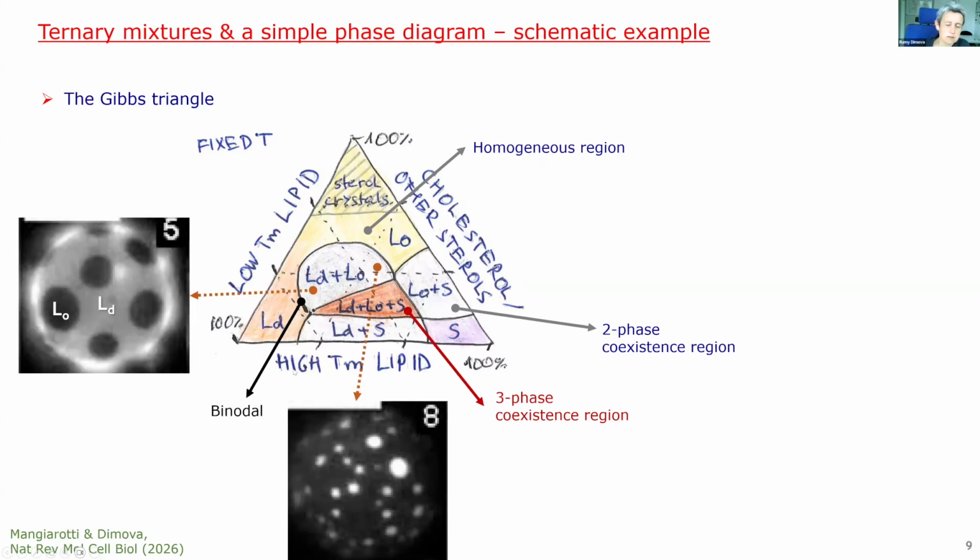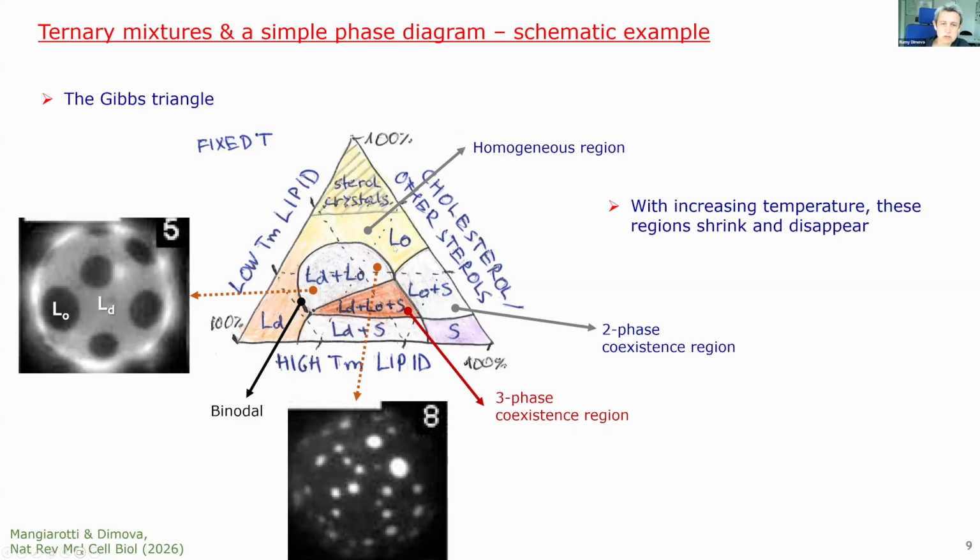These are just a couple of examples of vesicles that are phase separating in this region. Here you have a vesicle with a small fraction of liquid ordered domains in a larger fraction of liquid disordered domain. And here you have the inverse situation, where the liquid disordered domains have a much smaller fraction.